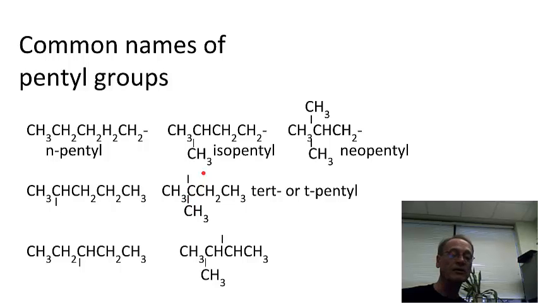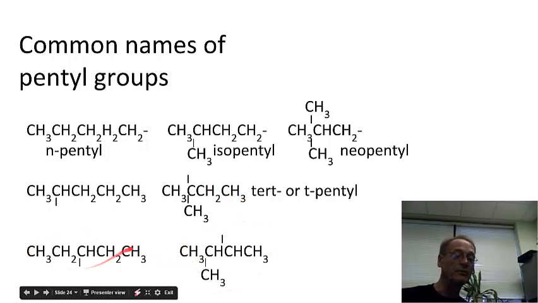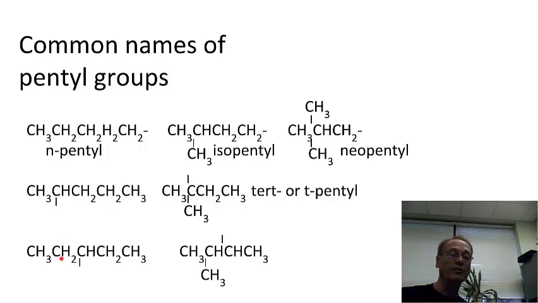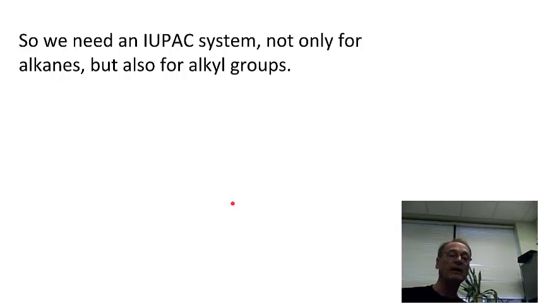T-pentyl is CH3, CH3, with a point of attachment in the middle, and then the rest of the carbons coming out this way. This one doesn't have a particular name. This one doesn't have a particular name. So the problem is we just run out of prefixes. So we're going to have to have an IUPAC system, not only for alkanes, because we run out of prefixes for alkanes, but also for alkyl groups, because clearly we run out of prefixes for alkyl groups. So we will talk about the IUPAC system in the next video. Thank you for your attention.